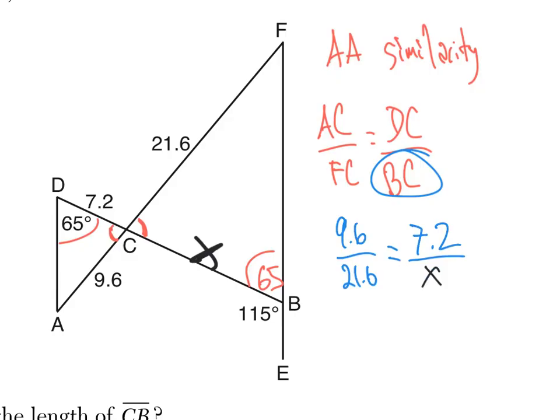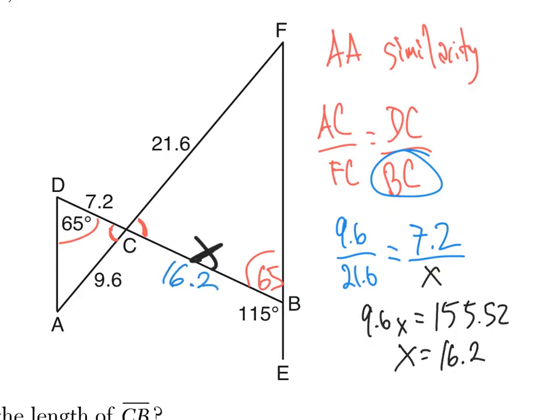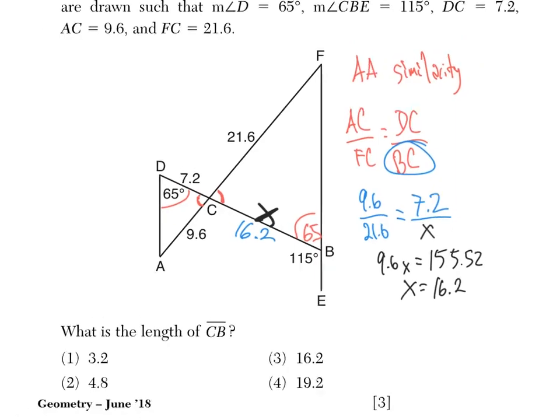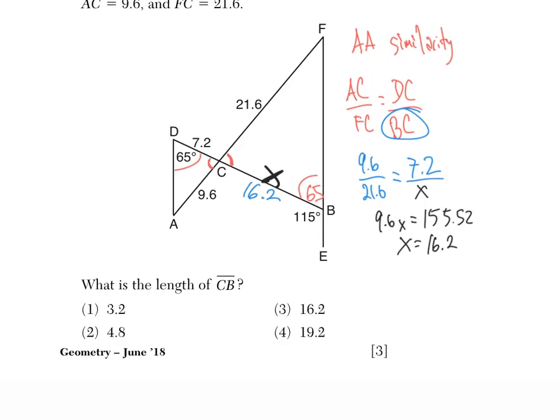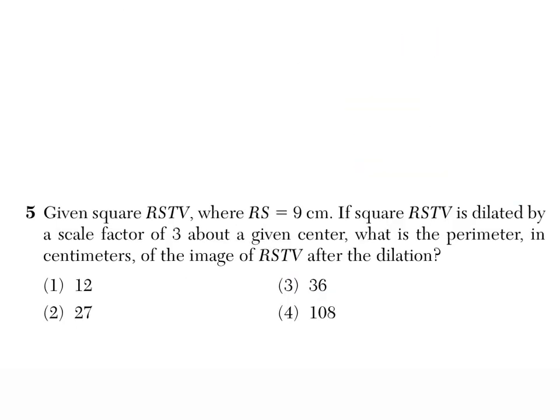What we're going to do right now is simply cross multiply. So 9.6 times x, of course, is going to give us 9.6x equals 21.6 times 7.2. It gives us 155.52. And then when we divide both sides by 9.6, x equals 16.2. So CB equals 16.2. Let's see if that's an option. Short story is, we can rule out 1, 2, and 4. The correct answer is option number 3, 16.2.